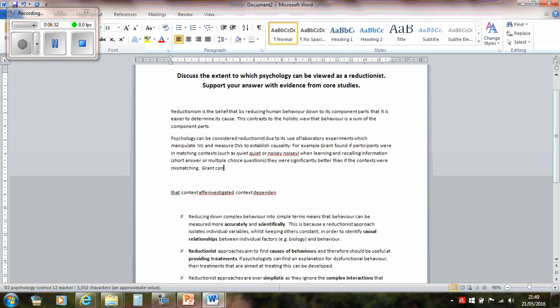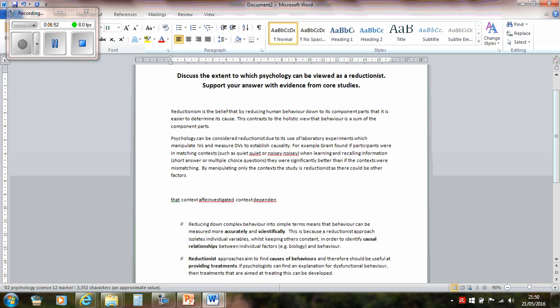Grant concluded that by manipulating only the contexts, the study is reductionist, as there could be other factors affecting the participants' memory within the context.